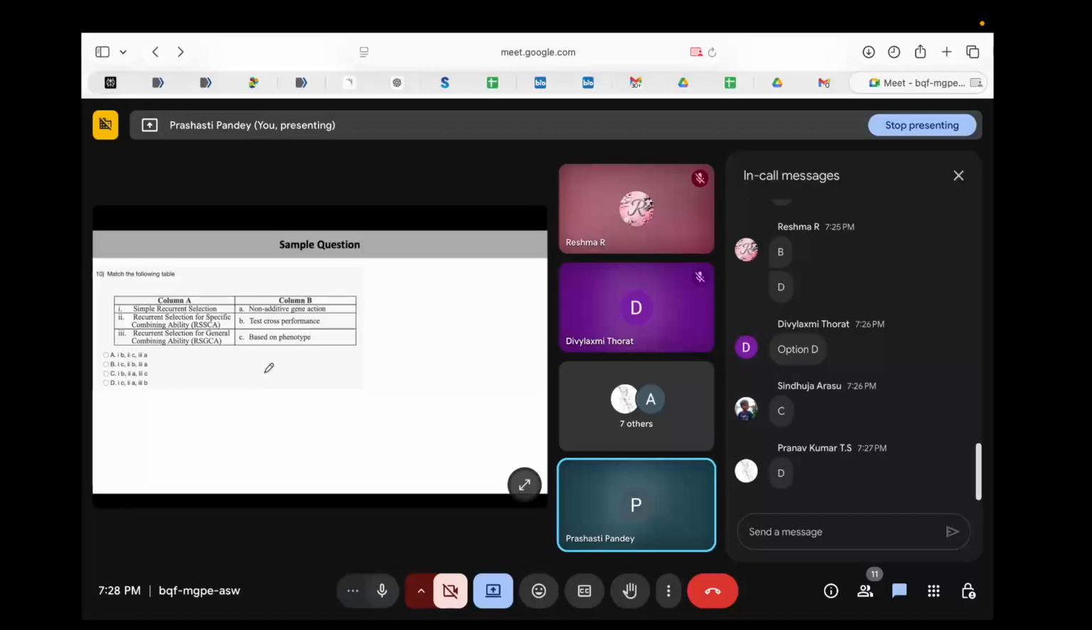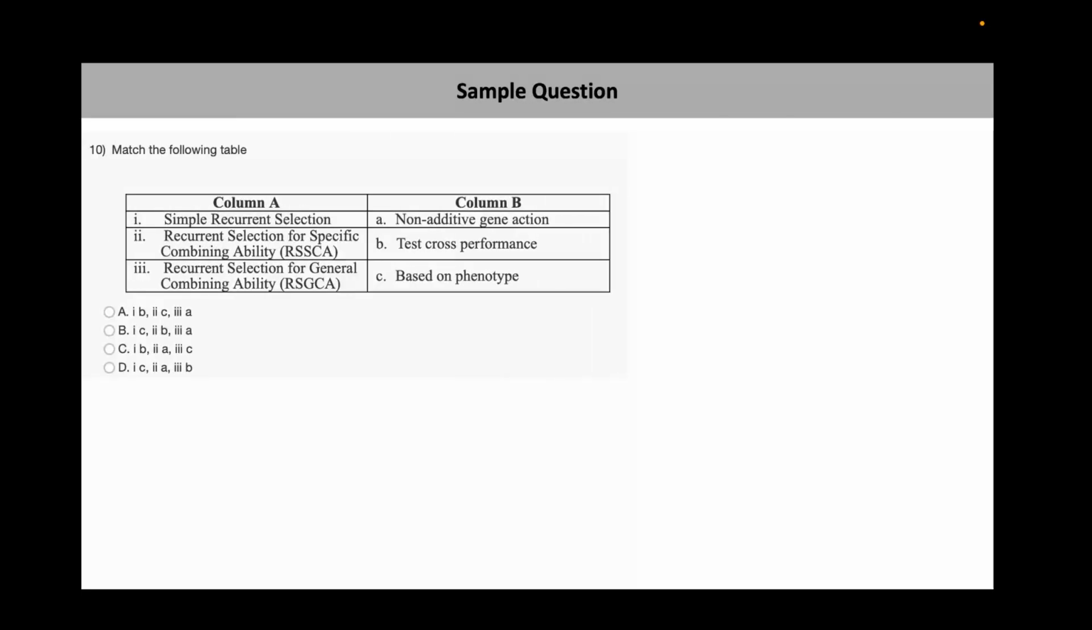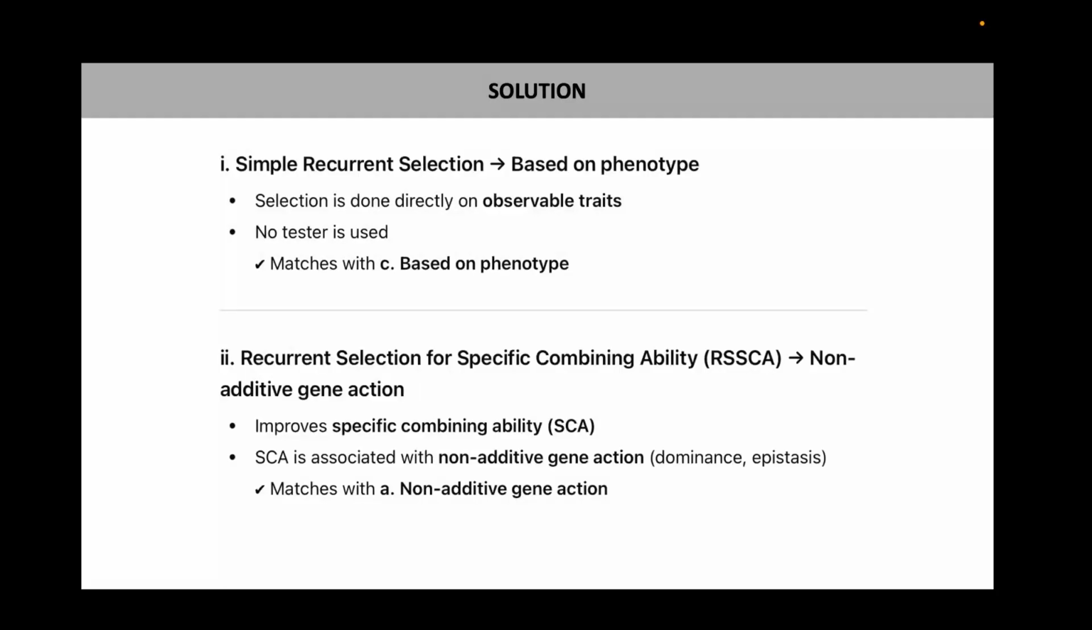Okay, so we have a lot of different answers here. Let's discuss this. Let's go one by one. First was simple recurrent selection. Simple recurrent selection is based on phenotype, it is based on observable traits, and no tester is used. So it matches with based on phenotype. Then, recurrent selection for specific combining ability will basically improve the specific combining ability and it is associated with non-additive gene effect. So it will match with non-additive gene action.